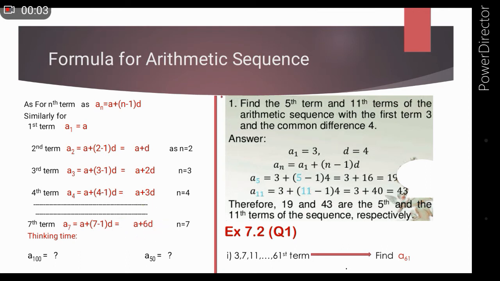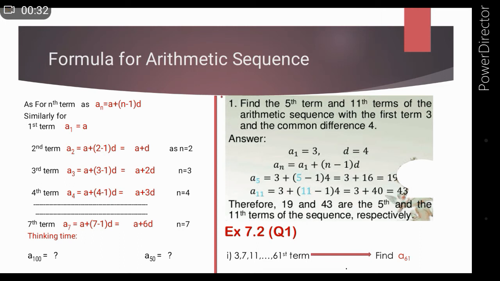Okay, now your thinking time. What is the formula for finding a100 and what is the formula for finding a50? Now after the formula, we will do the examples to find unknowns in the given formula. Now what is the first example? Find the fifth term and 11th term. It means we have to find a5 and a11.